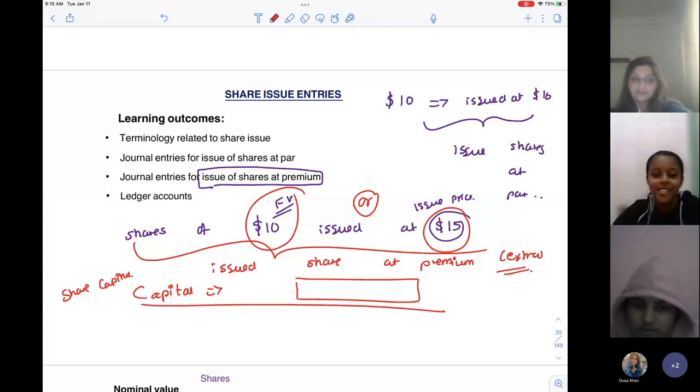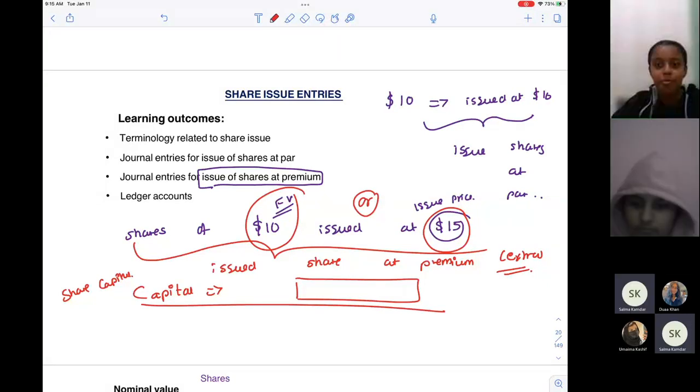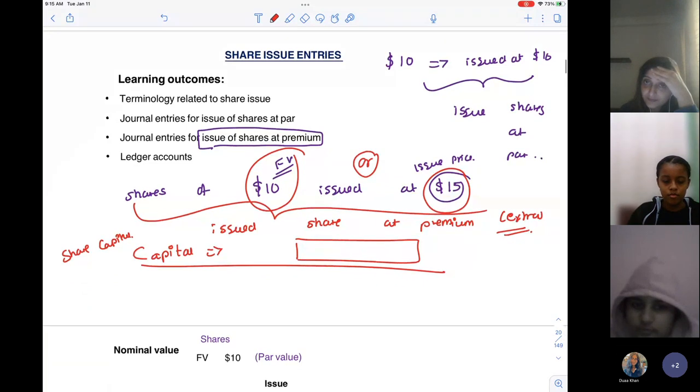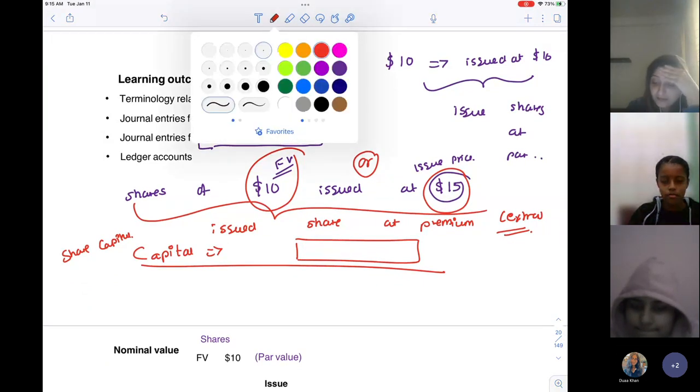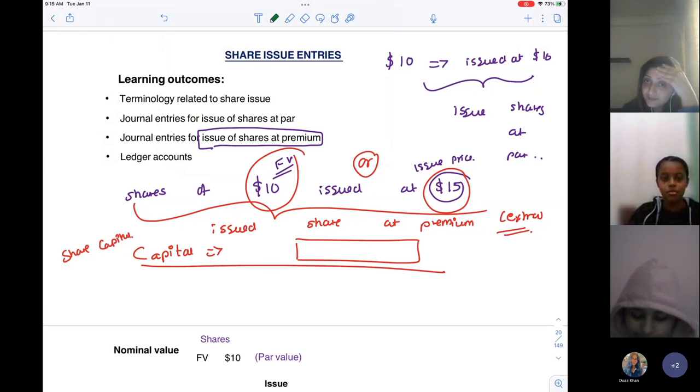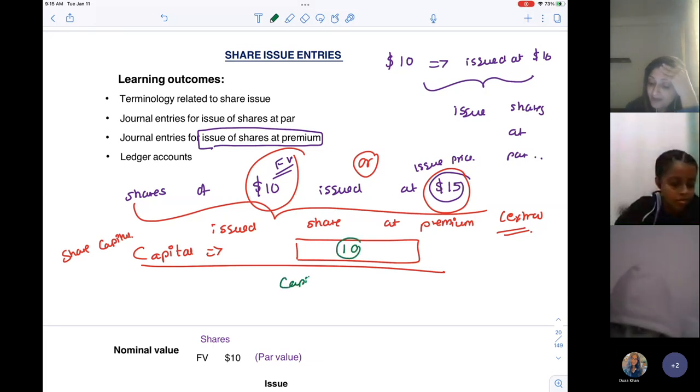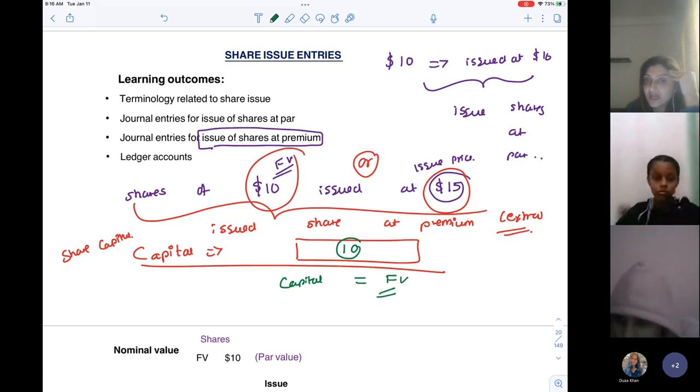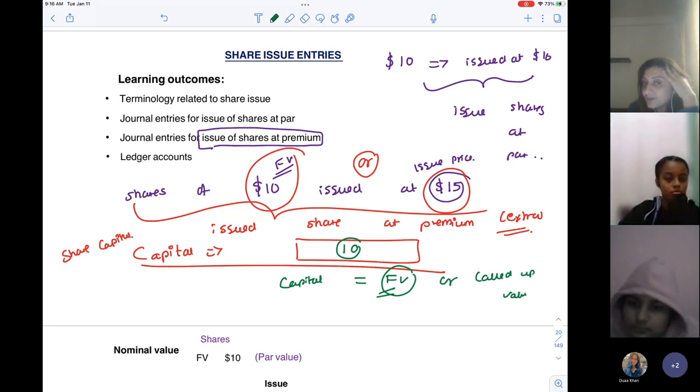No. With a different answer? Sorry, it will be 10. It will be 10. Anybody with a different answer? No. So the capital will always be equal to the face value of the shares. And if you have to choose between the face value or called up value, you will choose which value? The called up value. Okay.